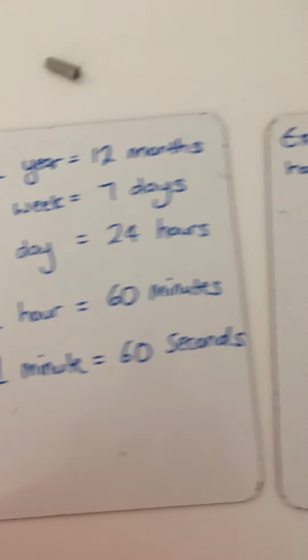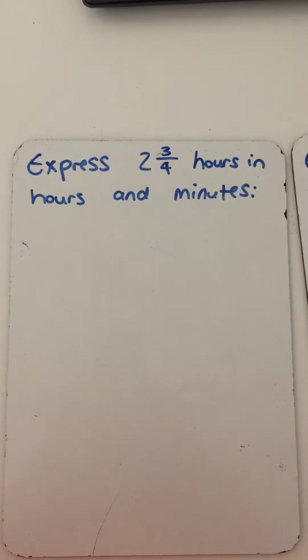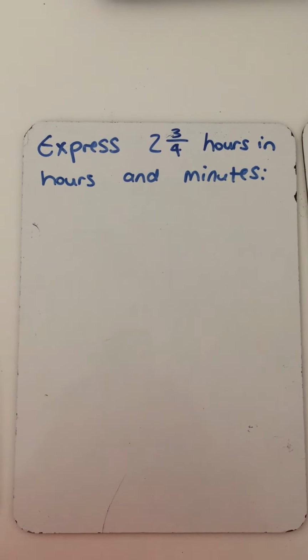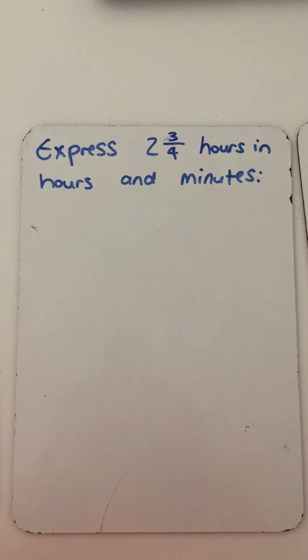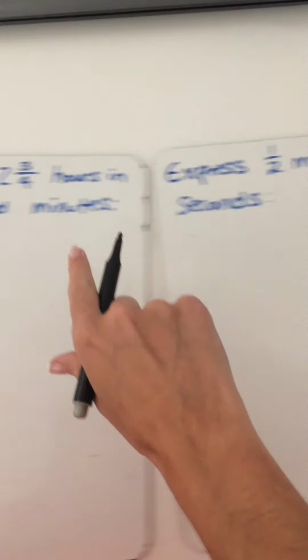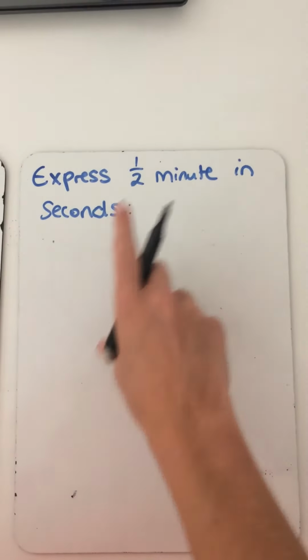So the example that I have for us today is express 2 and 3/4 hours in hours and minutes. We are going to do the second one, so I want you to think about that. But first we are going to do this one. Express 1/2 minutes, or half a minute, in seconds. You need to express half of a minute in seconds.